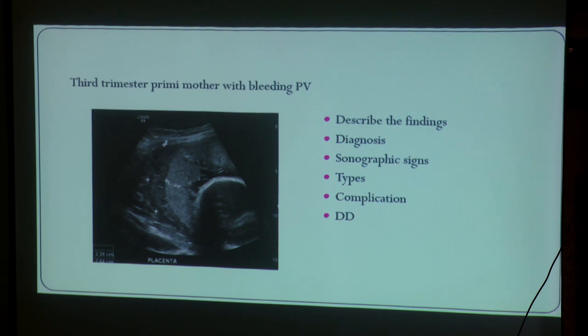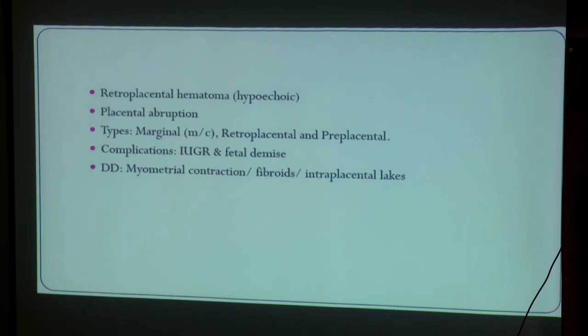Now we have a third trimester primary mother with bleeding PV. This is the placenta, and posterior to the placenta, that is in the retroplacental region, we have a hypoechoic collection. This is a retroplacental hematoma. It is a case of abruption. There are 3 types of abruption and the common one is the marginal type. And the complications with abruption will be IUGR and fetal demise.